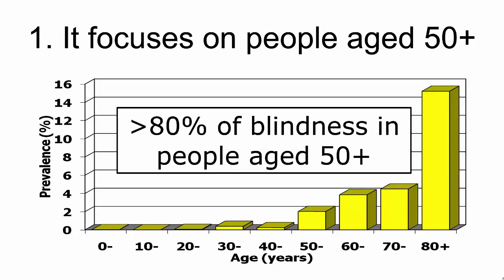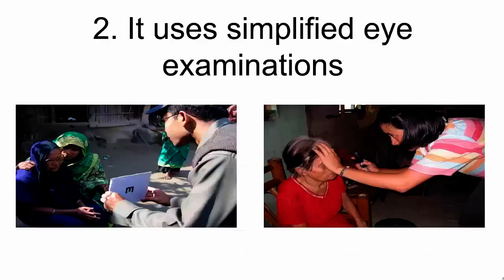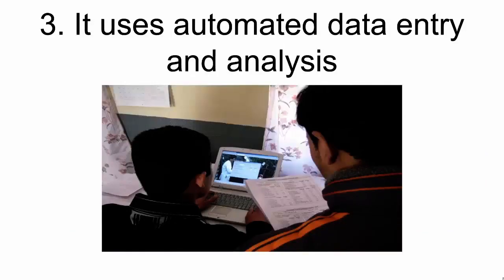Firstly, because they focus on people aged over 50 years, and it's in this age group where the prevalence of visual impairment and blindness is by far the highest, and that therefore minimises the sample size required for the survey. Secondly, it uses simplified eye examination techniques. This is sufficient for diagnosing the leading causes of avoidable blindness, which are prioritised by Vision 2020, but diagnosis of the back of the eye diseases using these methods may not always be very accurate. And thirdly, there is an automated data entry and analysis package for RAAB, so the results from the survey are quickly available.